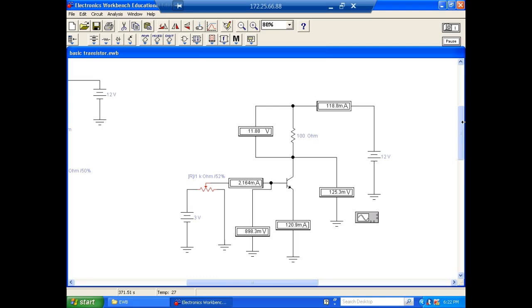Now this transistor will never actually drop all the voltage because it is a transistor. It is not a closed switch. So the transistor is still dropping about 125 millivolts. This resistor here is dropping all the rest. But if we add these two together, it should still give us 12 volts, according to Kirchhoff's voltage law. So we assume the transistor to be saturated when it drops less than a volt across the transistor.